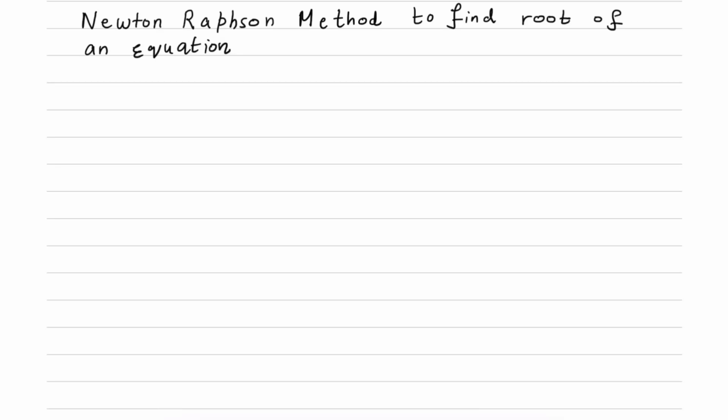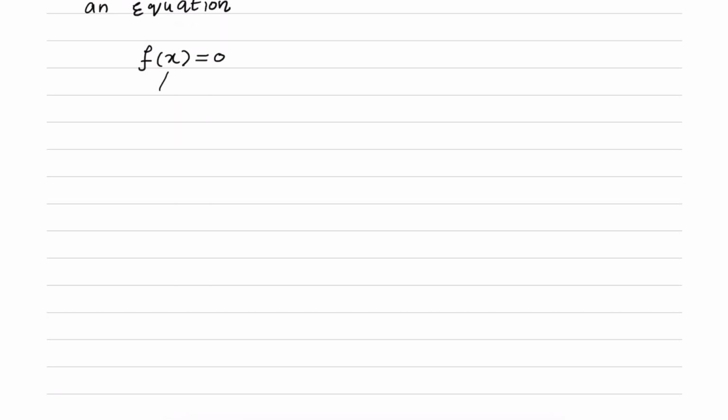So in the previous video we saw how to approach towards the root of an equation using Newton-Raphson method. But now we are going to derive the formula for Newton-Raphson method. First of all, we have an equation f of x equal to 0 for which we have to find the root. Some number that we plug in the place of x and it gives us 0. So that would be the root of this equation.